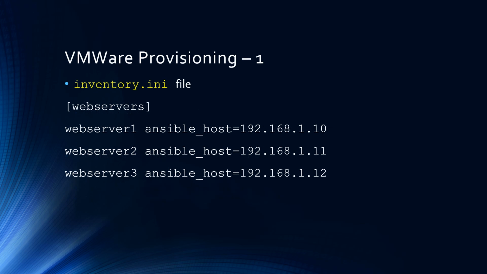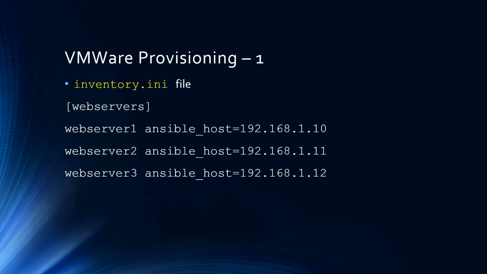This slide introduces VMware provisioning with Ansible, starting with the inventory file structure. The inventory file shown is crucial for managing VMware infrastructure effectively. The inventory structure follows Ansible's standard format, but when working with VMware, there are some special considerations. The web servers group defined here will be used in subsequent playbooks for both provisioning and configuration.